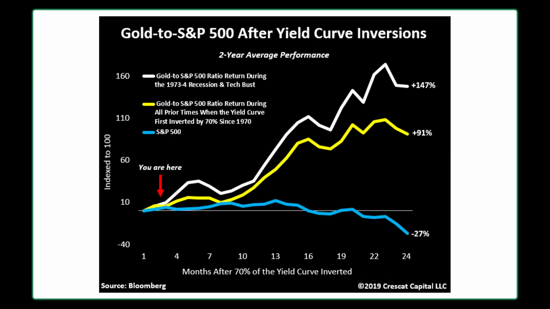This next chart is showing how gold relative to the S&P 500 did after 70% of the yield curve was inverted. So the blue line is showing you the S&P 500 after 70% of the yield curve first inverted. The yellow line is the gold to S&P 500 ratio during all prior times when the yield curve first inverted by 70% since 1970. The white line is the gold to S&P 500 ratio during the 1973 to 74 recession and tech bust for the subsequent 2 years after 70% of the yield curve inverted. We have now had about 70% of the yield curve inverted for over 2 months at this point. Historically, it would mean that gold has outperformed the S&P 500 for the next 2 years.